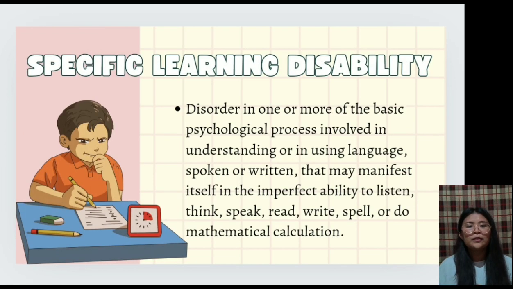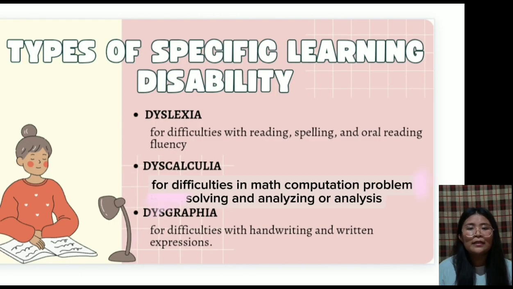Now let's move on to specific learning disabilities. This is a disorder in one or more of the specific psychological processes involved in understanding or using language, spoken or written, that may manifest itself in an imperfect ability to listen, think, speak, read, write, and also do mathematical calculations. In this slide, these are the three types of specific learning disabilities.